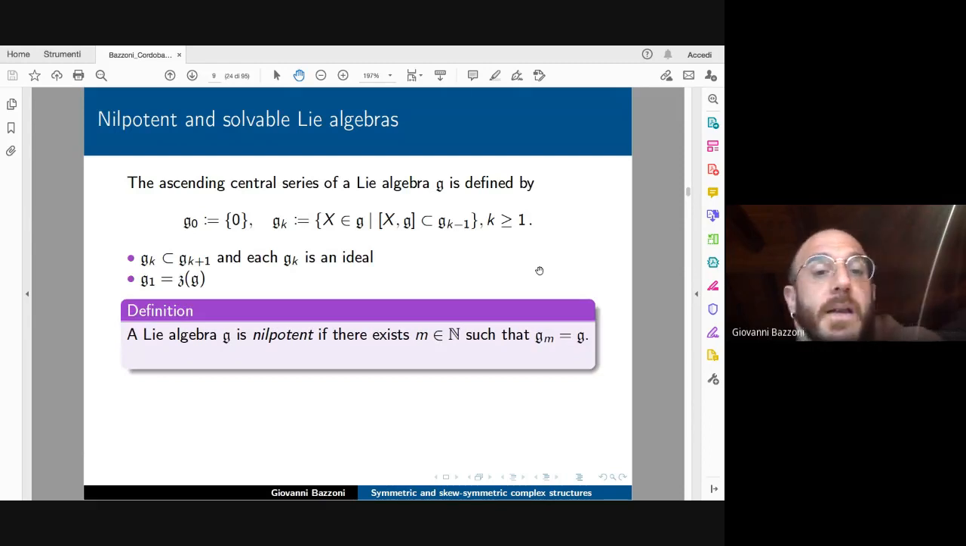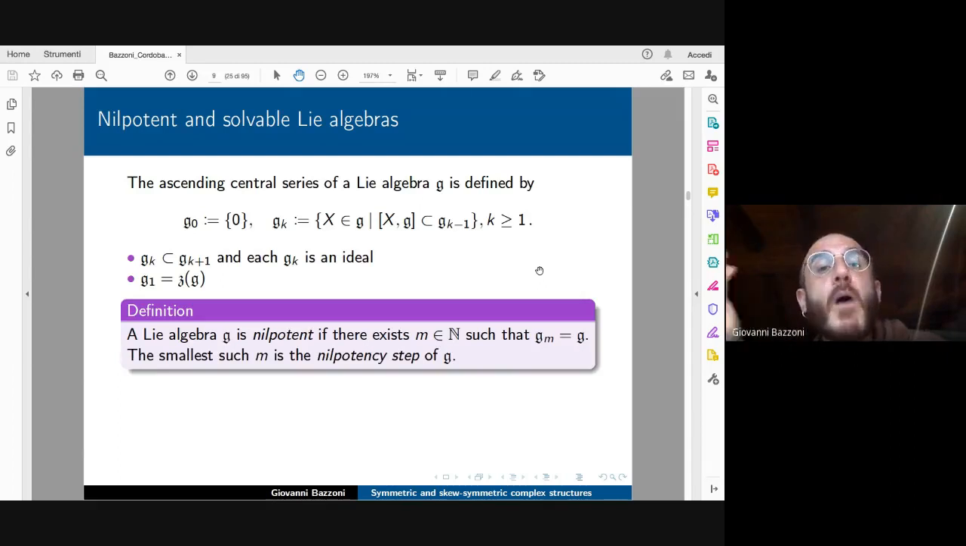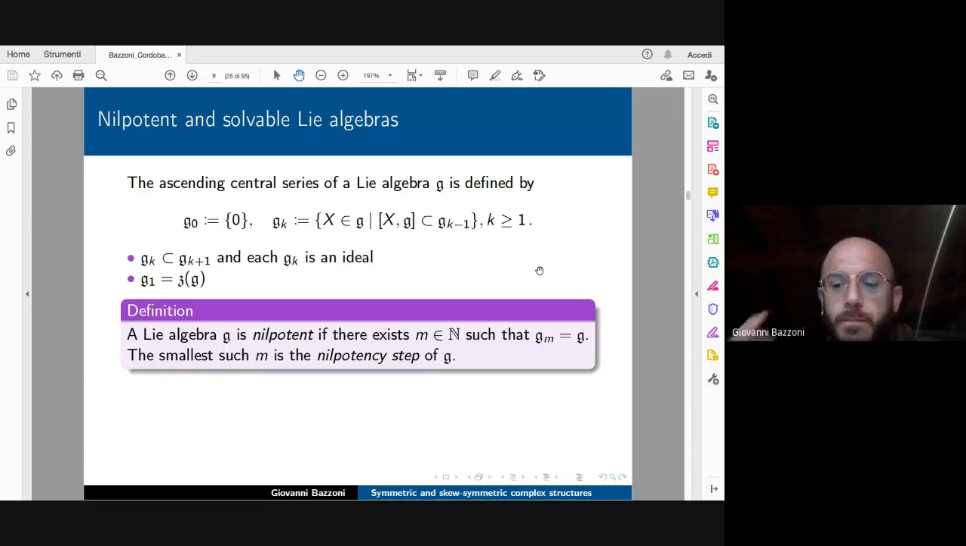You call a Lie algebra nilpotent if you can find some positive integer m such that eventually this ascending series fills up all of g. When you pick the smallest m which fulfills this condition, you call it the nilpotency step. For instance, nilpotency step 1 is just abelian Lie algebras, because this says that g_1 is g, but g_1 is the center, so every element is central and the Lie algebra is abelian. So nilpotent is a generalization, in some sense, of abelian Lie algebras.